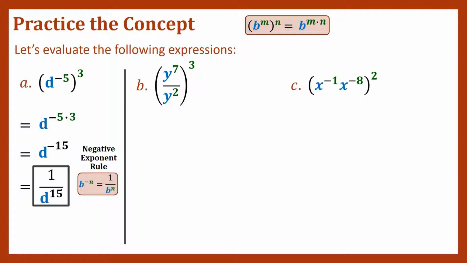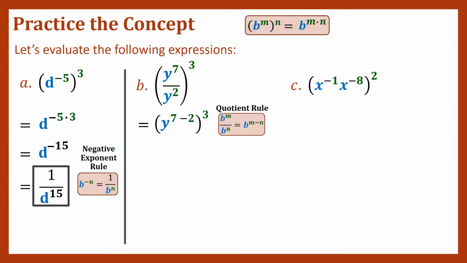So now let's look at the second expression, which reads y raised to the power of 7 divided by y raised to the power of 2, in parentheses, raised to the power of 3. We will start by simplifying the inside of the parentheses. So then, inside the parentheses, we will write y raised to the power of 7 minus 2. This new expression is obtained using the quotient rule. If you're unfamiliar with the quotient rule, please review the video titled The Quotient Rule for Exponents.